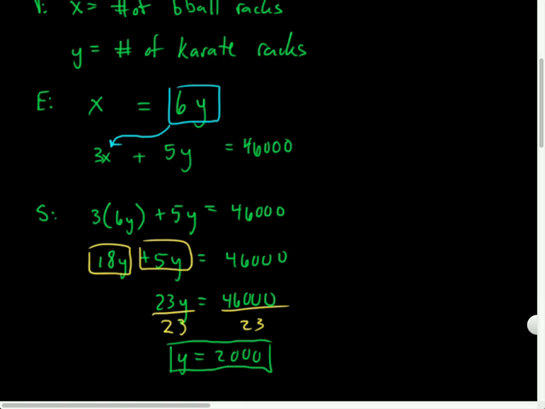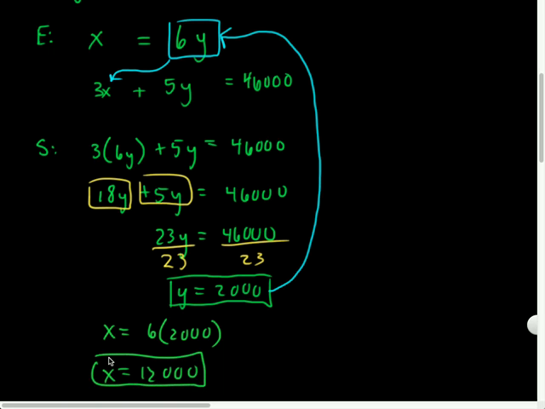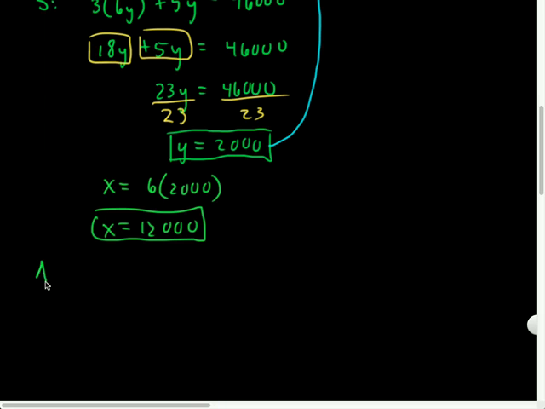So in order to find my other solution, the other half of it rather, what should I do with this 2,000? Yeah, I happen to like this one because it's already solved for x. So x equals 6 times 2,000. So x equals 12,000.